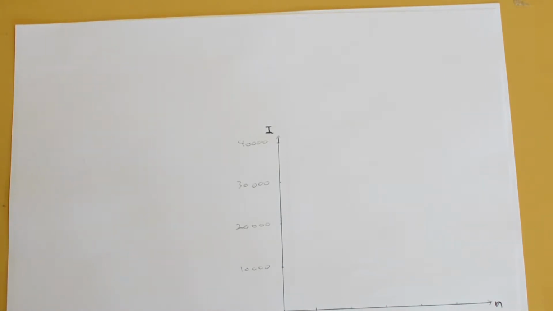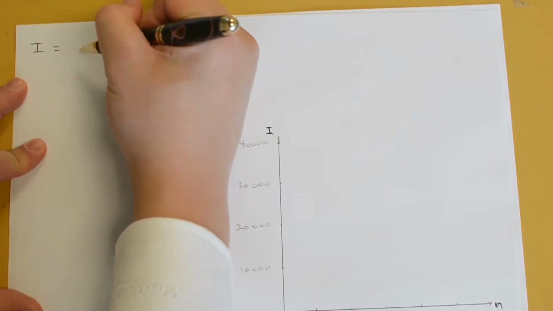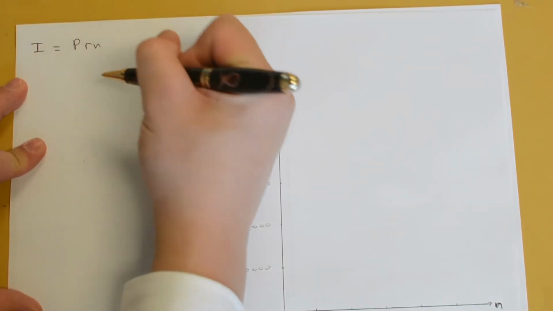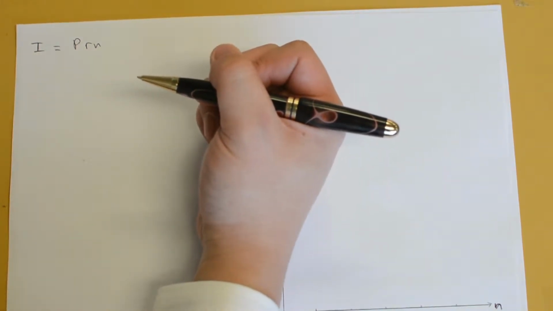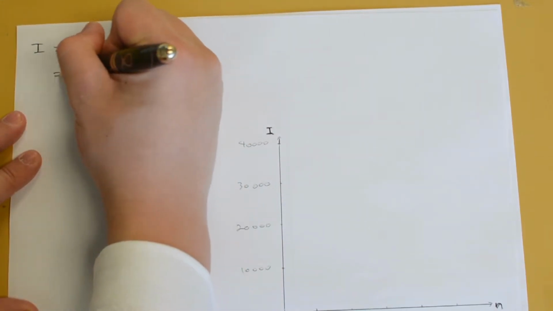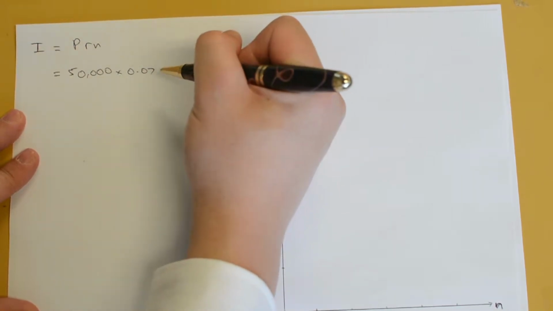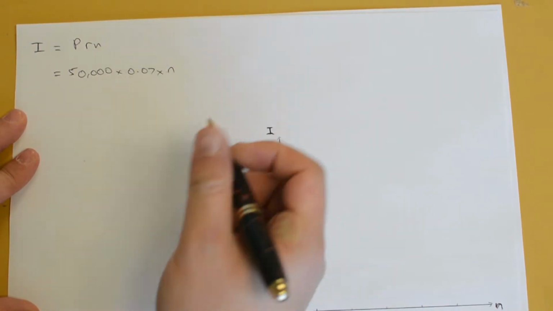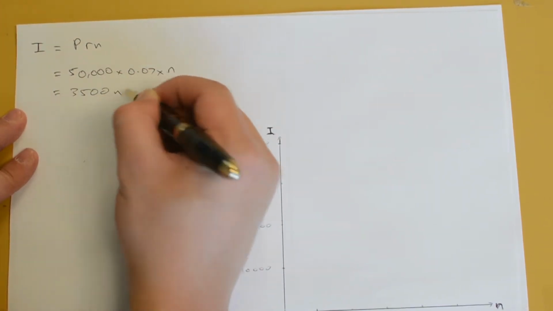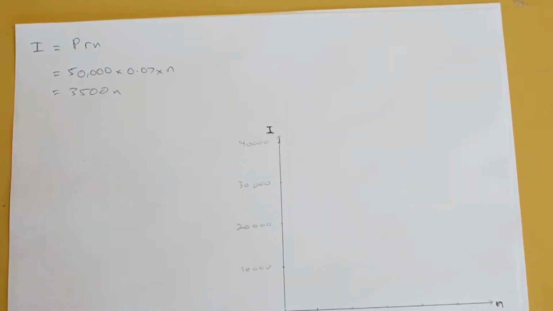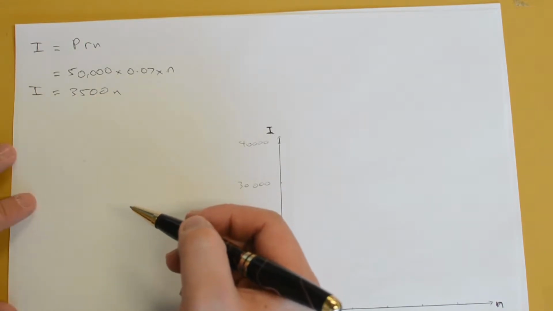Here's a prepared graph. First of all, we need to construct our table of values. So using our formula, I equals PRN, or interest is our principal multiplied by the interest rate and multiplied by the periods. Substituting our values in, we get $50,000 multiplied by 7%, or 0.07 in decimal form, multiplied by n, our number of periods. Using the calculator to simplify that, we'll get 3,500n. So this is our equation now. Our interest earned would be 3,500 for every period.